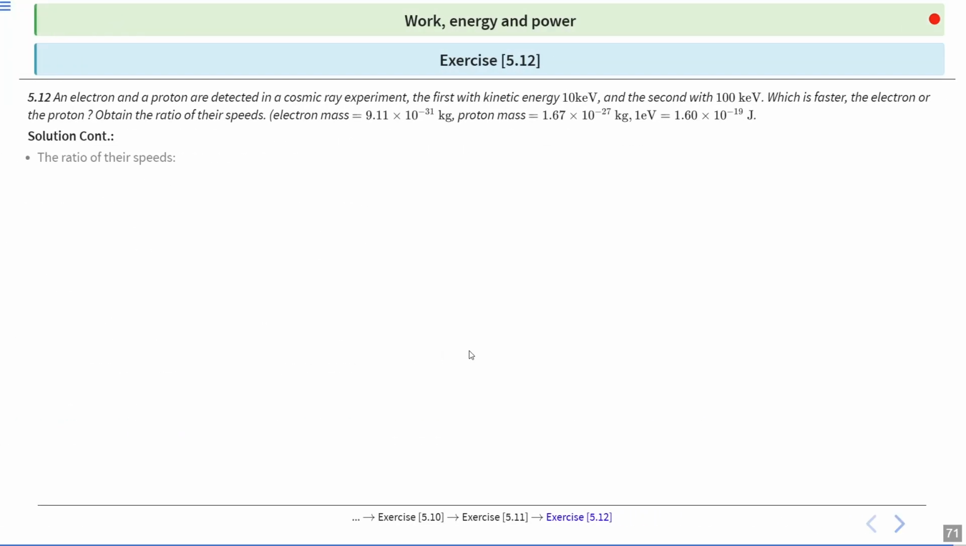So the ratio of the speeds is Ve divided by Vp is equal to 5.93 into 10 raised to the power 7 divided by 4.38 into 10 raised to the power 6. So solving this, you will get 13.54 ratio 1. So this is the correct answer.